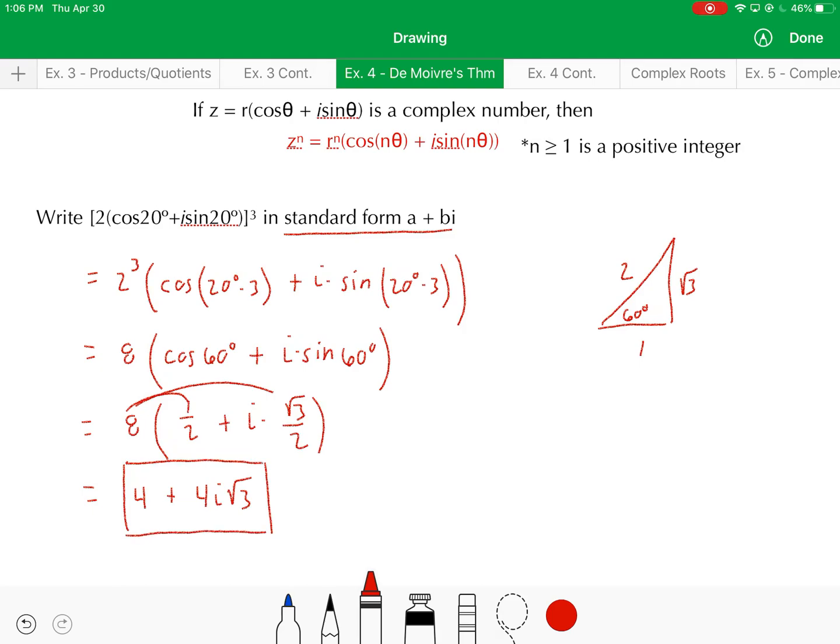Okay. Taking this approach using the polar form and de Moivre's theorem is actually a lot quicker, a lot more efficient than if you were to have tried to use the rectangular form of this polar number and multiply it by itself 3 times.